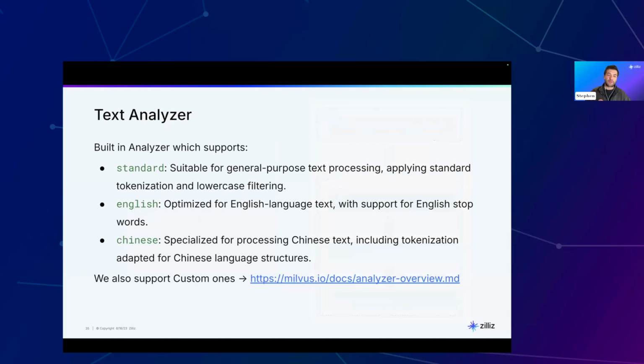And we have built-in analyzers, as I've been talking about before. We currently support three. We have the standard one, which is suitable for general purpose text processing, which applies standard tokenization and lowercase filtering. Then we have the English one, which is optimized for English language text, and this one also removes English stop words. Think of "a," "the," "for," and those words that don't add any value. We also have the Chinese one, which is specialized for processing Chinese text, including tokenization for the Chinese language, which is very, very different to English.